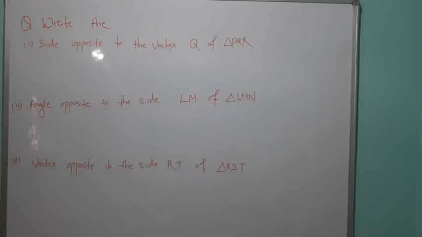Here is another question. Write the side opposite to the vertex Q of triangle PQR. To answer this question, we have to draw a triangle PQR. We have to write the side opposite to the vertex Q of PQR. Here PR is located in the opposite direction of vertex Q. So answer is PR.